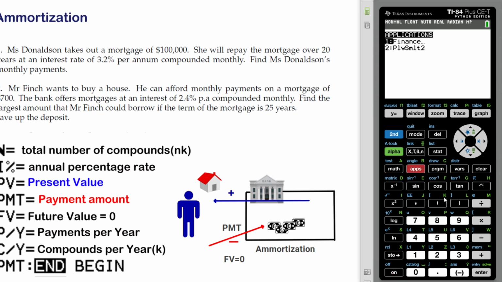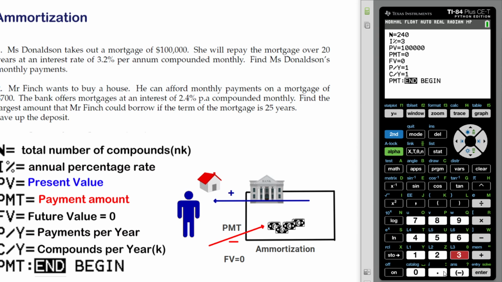So we need to go to Apps, Finance, TVM Solver. Miss Donaldson takes out a mortgage of 100,000. So this is our present value, and this will be a positive. She will repay the mortgage over 20 years. So let's go to the top, 20. But the big N is the total number of compounds. So she's going to be doing monthly payments. So you need to times that by 12 to get the total number of payments, which is 240.